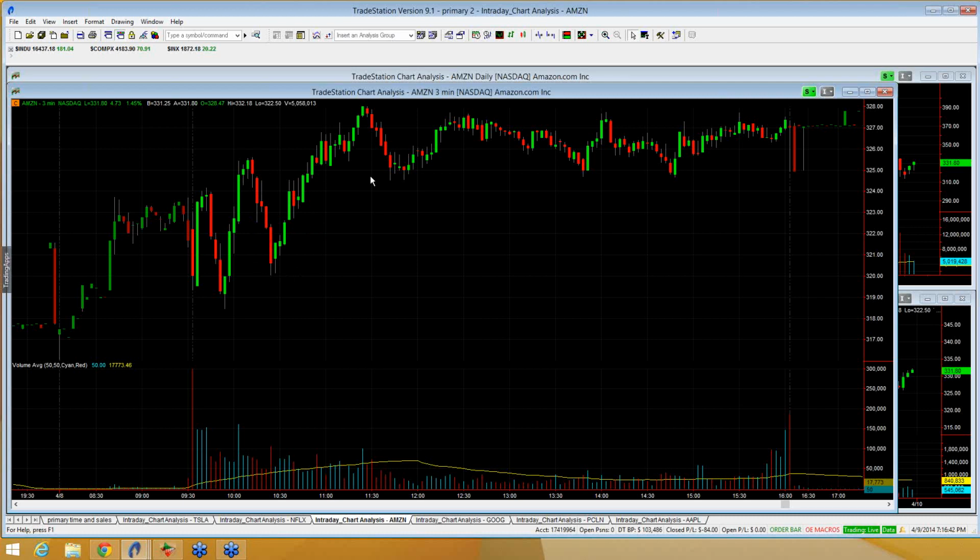Then look how that unfolded to the rest of the day. Yes, you got a move back up, 321s to 326s or so, but look at the rest of the day's price action.